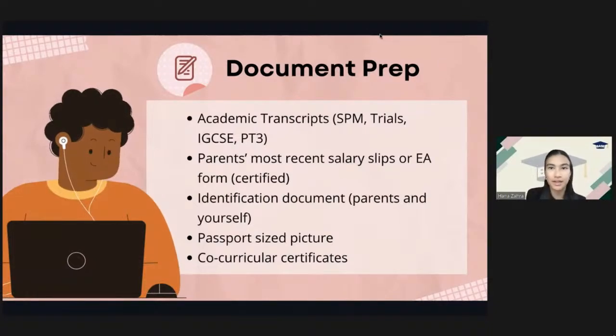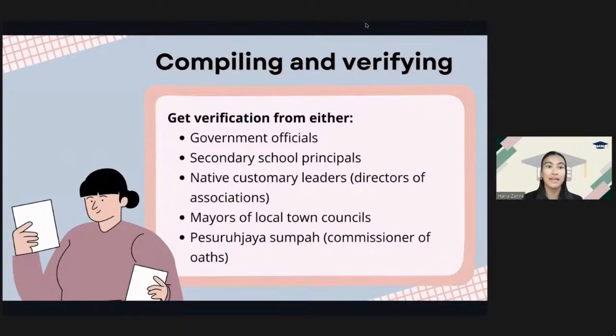Okay, moving on. So this is the compiling and verifying part. So this is most important when it comes to your certificates, because sometimes these sponsoring bodies would verify these documents, because if they're a copy, you would have to ensure that they're legitimate, right? So you can get the verification from government officials or secondary school principals, native customary leaders, mayors of local town councils, or commissioners of both.